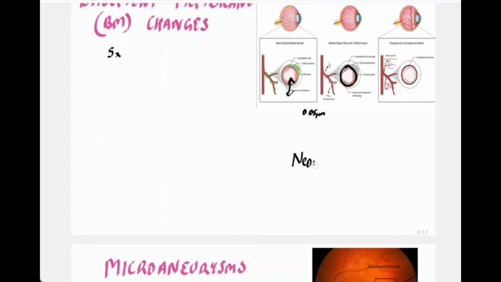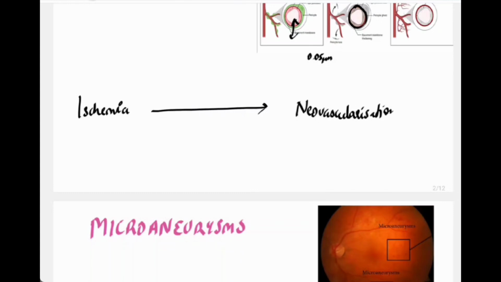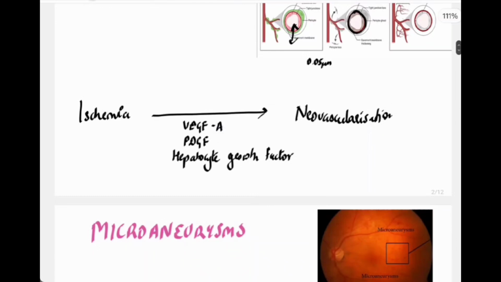Neovascularization occurs. When a focal area loses its perfusion, the retina suffers ischemia. In response to ischemia, the retina, retinal vessels or RPE cells secrete some vasoproliferative factors, which are thought to induce neovascularization. Some of these vasoproliferative factors are vascular endothelial growth factor, platelet-derived growth factor and hepatocyte growth factor. Especially VEGF-A, which stimulates the growth of retinal endothelial cells, is implicated in inducing neovascularization.